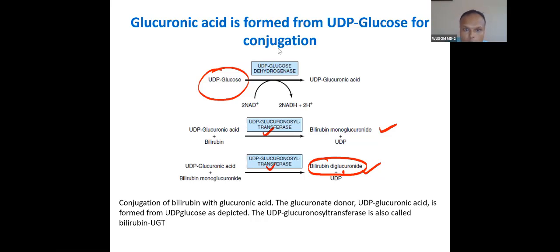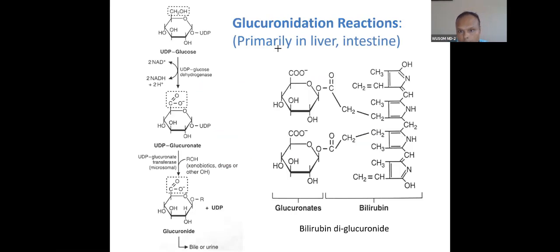What is the structure of bilirubin diglucuronide? You can see this is the bilirubin, this tetrapyrrole: pyrrole, pyrrole, pyrrole, pyrrole. In between these, there is propionic acid, a propionyl side chain. With this propionyl side chain, there is this glucose. You can see a hydroxyl group here, a hydroxyl group here, a hydroxyl group. Why do I show the structure? To make you more confident, not because I want to put more pressure on you.